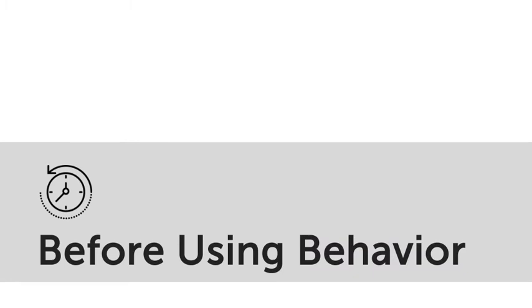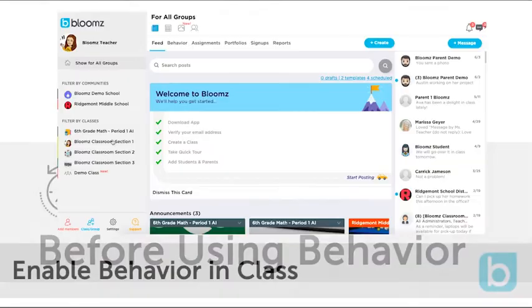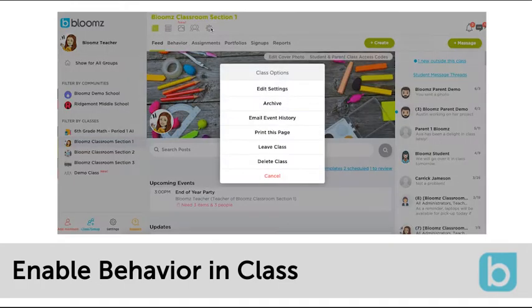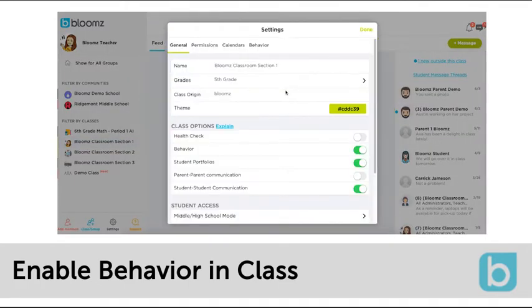Before you start using behavior, you will need to make sure that this is enabled and that your student roster is up to date. First, click into your class and click the Settings toolbar. Remember on the mobile devices that this tool icon is inside the cover photo of your class. Make sure the behavior is toggled on and click Done to save.